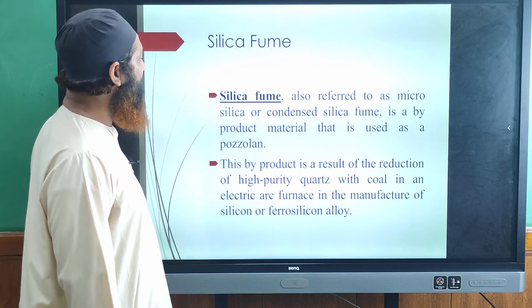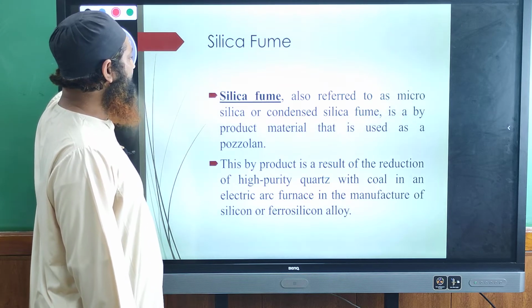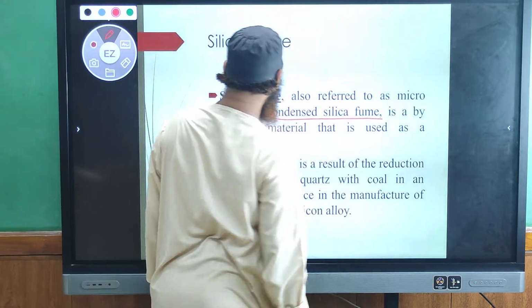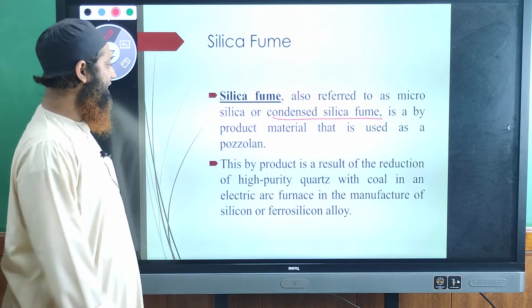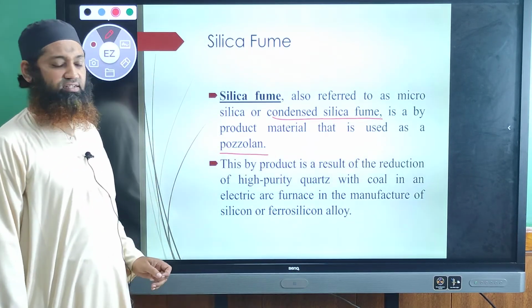Let us see what is silica fume. It is also referred to as microsilica or condensed silica fume. It is a byproduct material that is used as a pozzolan. So this is a pozzolan. It is used as a, now what is this?